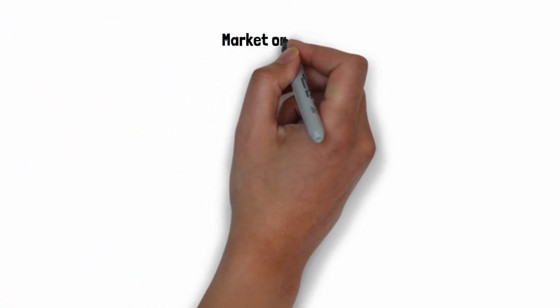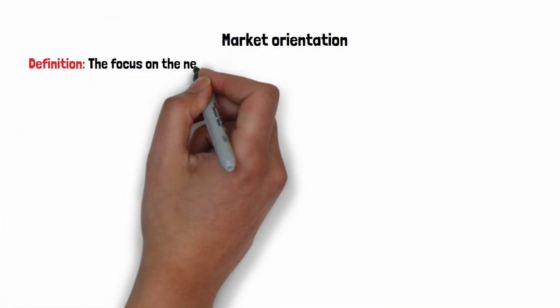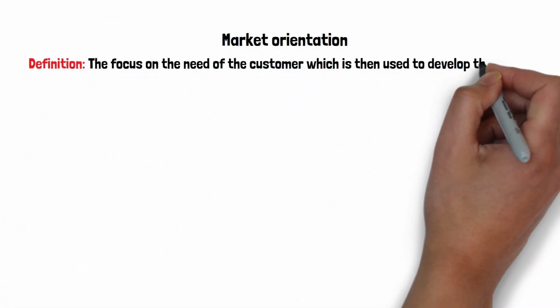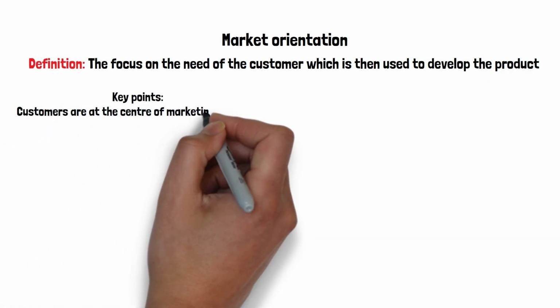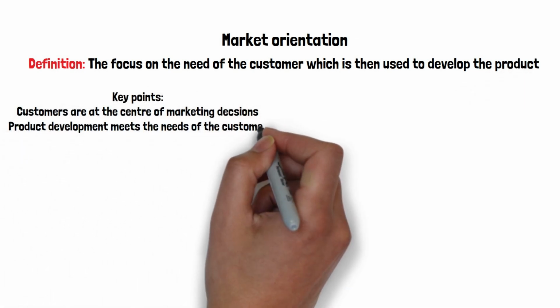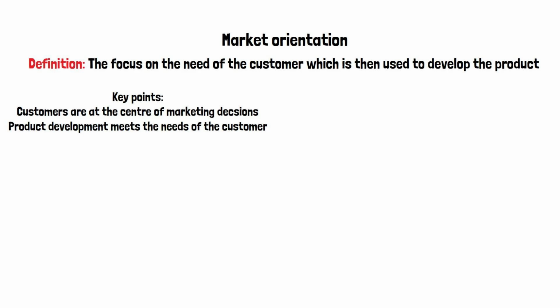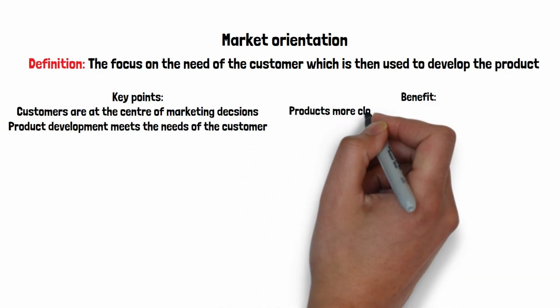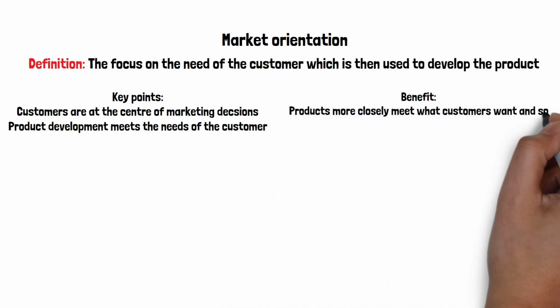And now we can move on to market orientation, which can be defined as the focus on the need of the customer, which is then used to develop the product. This means customers are at the center of marketing decisions, and so developments to the product meet the needs of the customer.